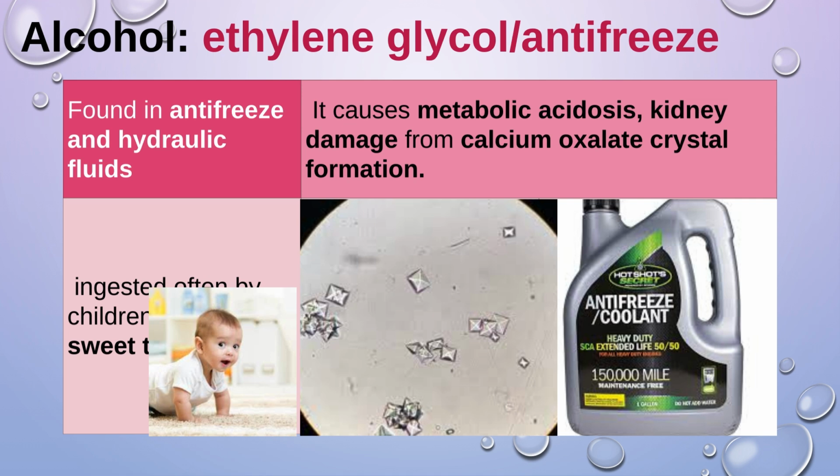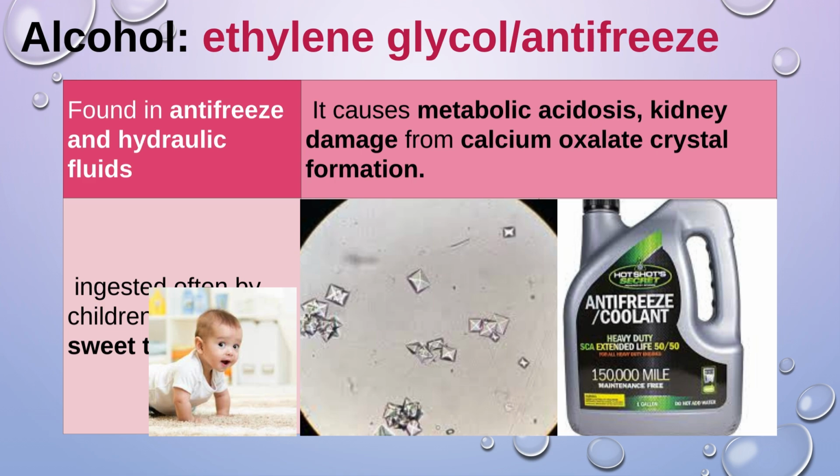And then the much celebrated antifreeze agent in the U.S., the ethylene glycol. This one is found in antifreeze and hydraulic fluids used in cars. Commonly, it is ingested by children because it has a characteristic sweet taste, and it causes metabolic acidosis, kidney damage, and the hallmark when it comes to the renal pathology. It will give us telltale signs of calcium oxalate crystal formation.